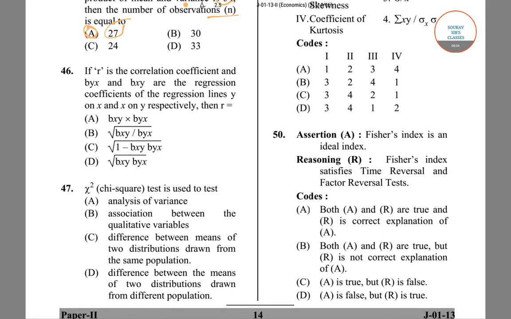Now we'll go to question number 46. In question number 46, it is given that if r is the correlation coefficient and byx and bxy are regression coefficients of the regression line y on x and x on y respectively, then r is equals to, 4 options are given. Out of which the right answer is root over bxy and byx. So for question number 46, the value of r is equals to root over bxy and byx.